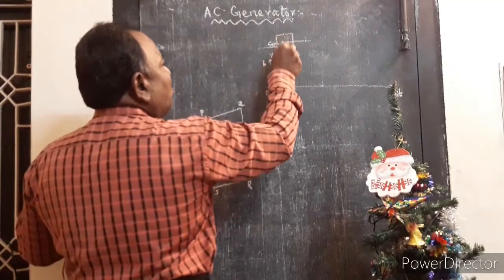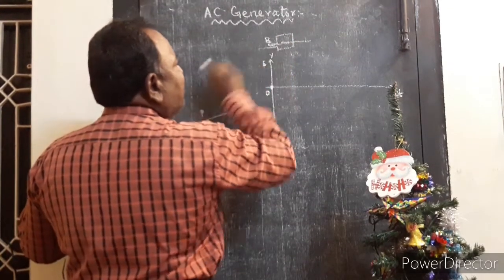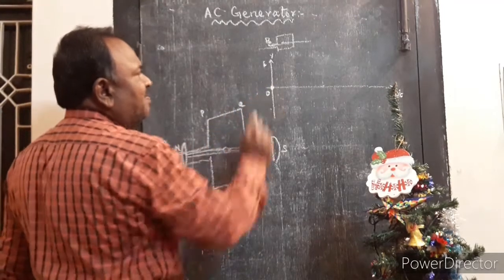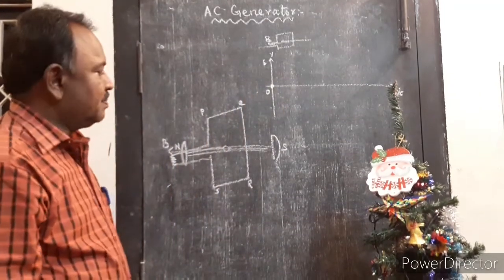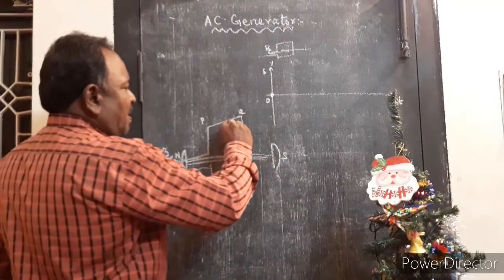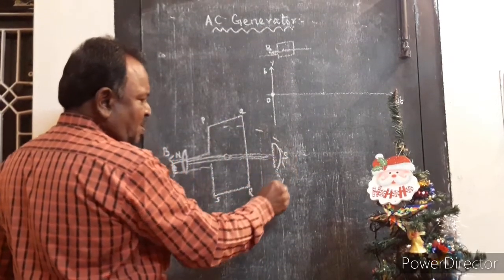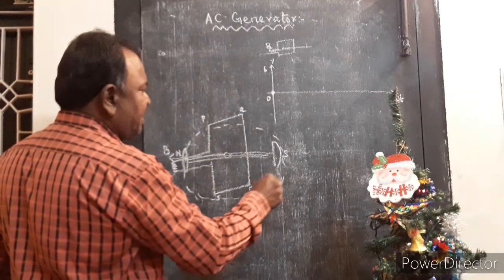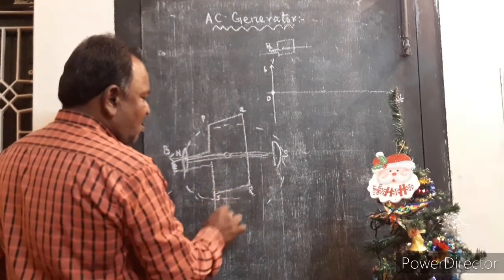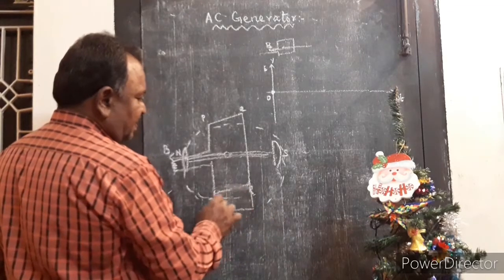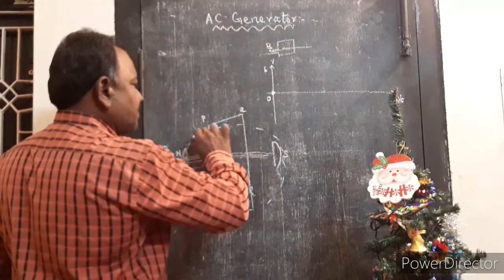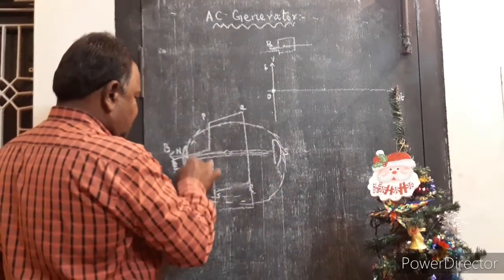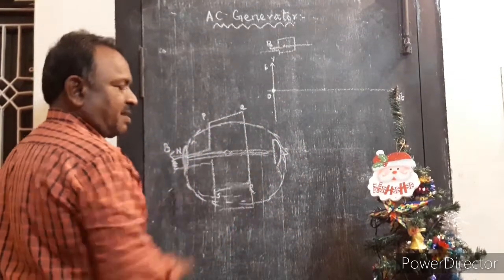When the plane of the coil and the magnetic field are perpendicular to each other, the induced EMF in the coil is 0. Now, this salient pole is rotated in the clockwise direction. This is the direction in which this field magnet is rotated.